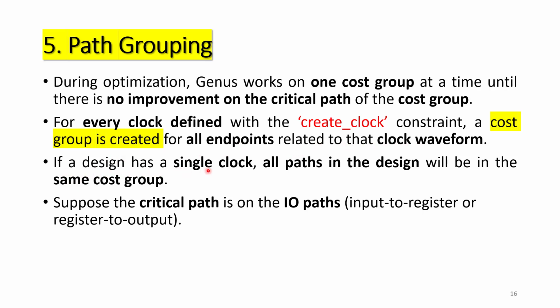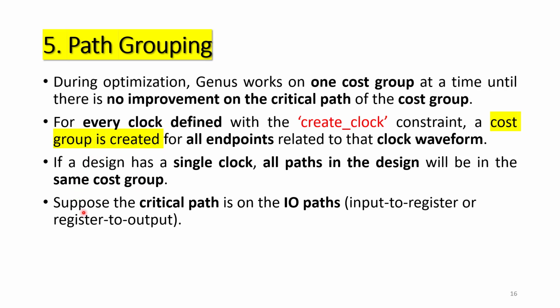If a design has a single clock, all paths in the design will be in the same cost group. So within your particular design, if you are using only one clock, then all paths will be under that particular clock. So that is called as one cost group. So simply, if you are using one create_clock command in your SDC, you will have one cost group. If you are defining two clocks, then you will have two different cost groups.